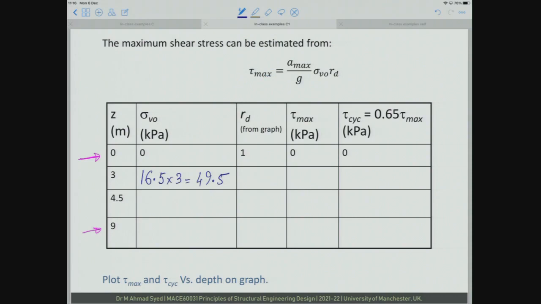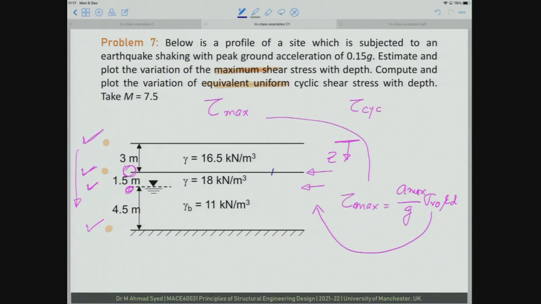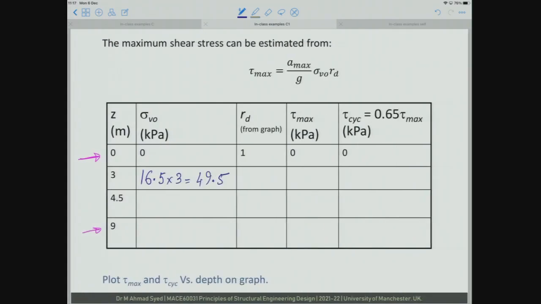What is sigma V naught at 4.5 meters? So I have calculated 49.5 up to this level. Now I have to calculate here. So that will be 49.5 plus 18 times 1.5. And please make a note, this is total stress, okay? So what will be total stress at 9 meters?